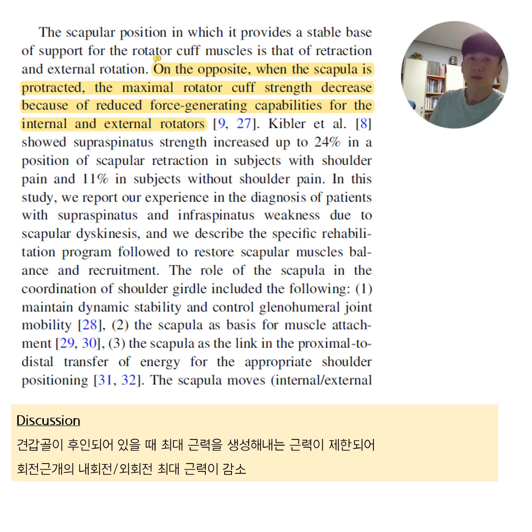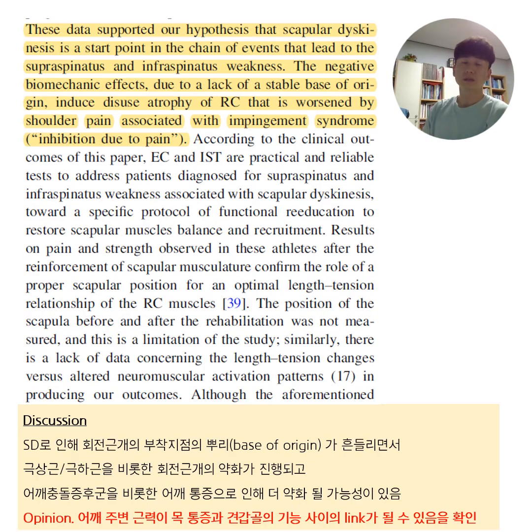The author claims that the position of the protracted scapula disturbs generating maximal strength of rotator cuff's internal and external rotation forces. By that, biomechanically, scapular dyskinesis leads to the weakening of the rotator cuff, as the scapula, which is the base of the origin, is unstable. And the shoulder impingement syndrome may cause pain on the shoulder, which again inhibits the rotator cuffs.